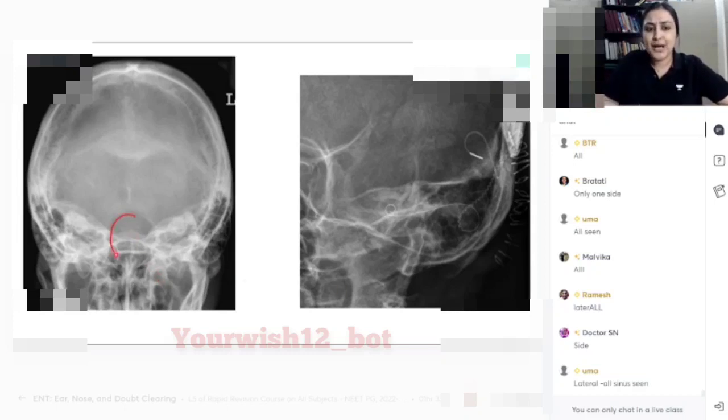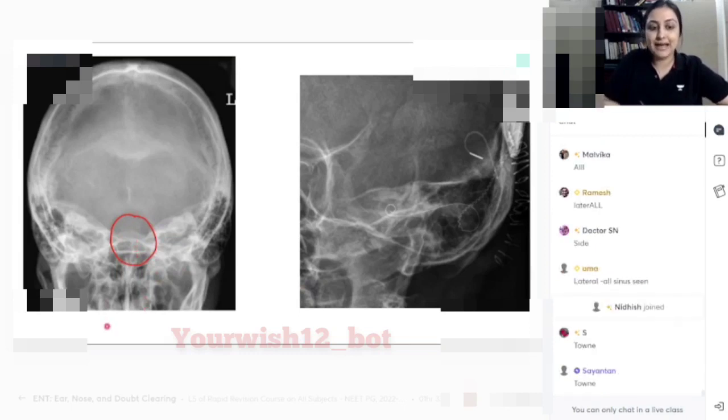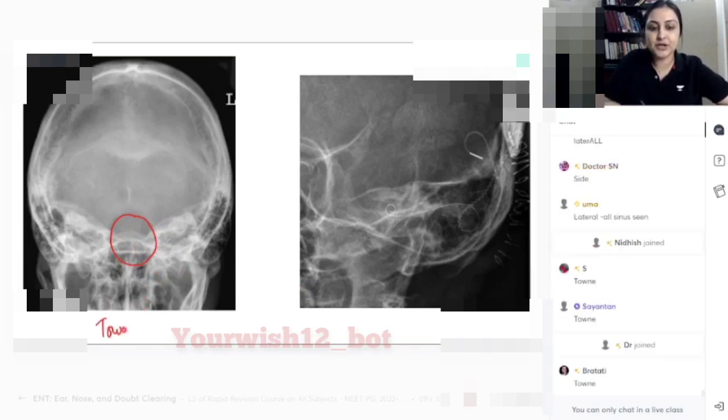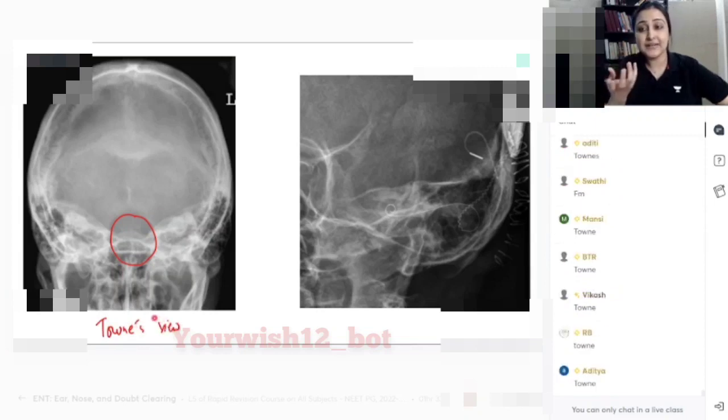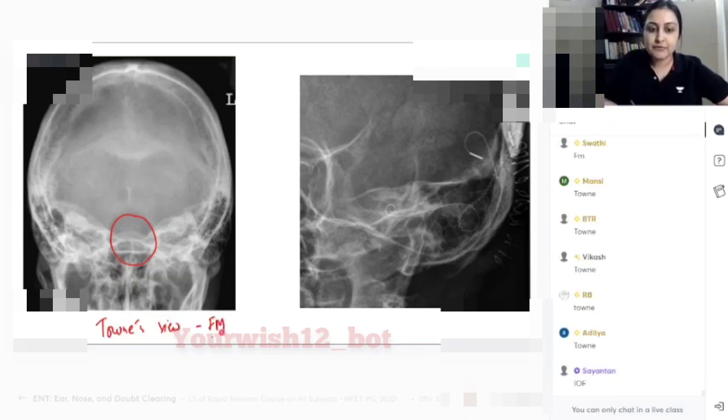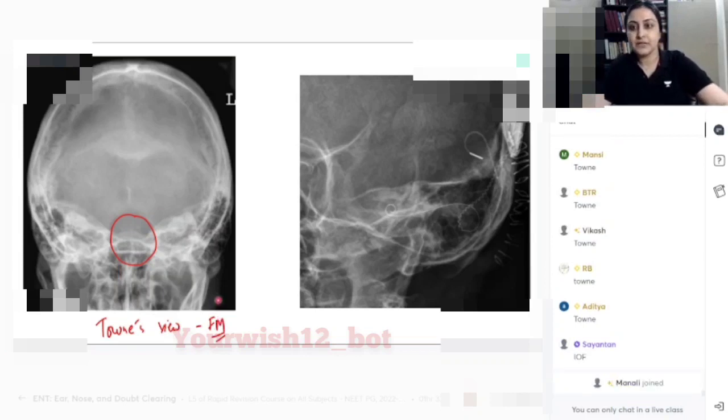The view where you actually see the foramen magnum, remember, this is your Townes view. How to remember? The foramen magnum is the center of your entire skull base, right? So remember, in Town there is a center, right? So Townes view is foramen magnum, right? Okay?